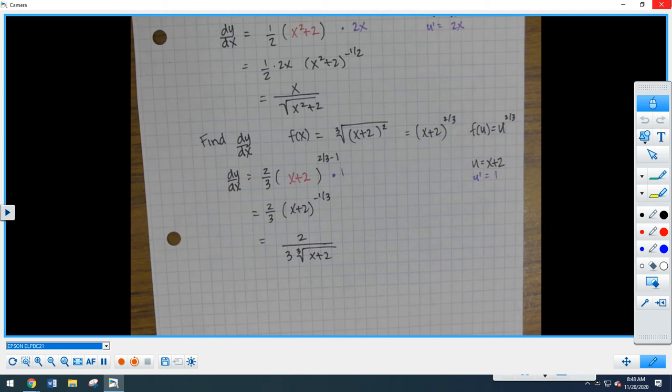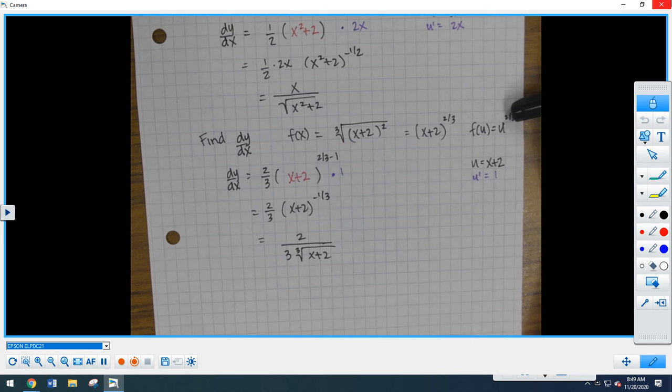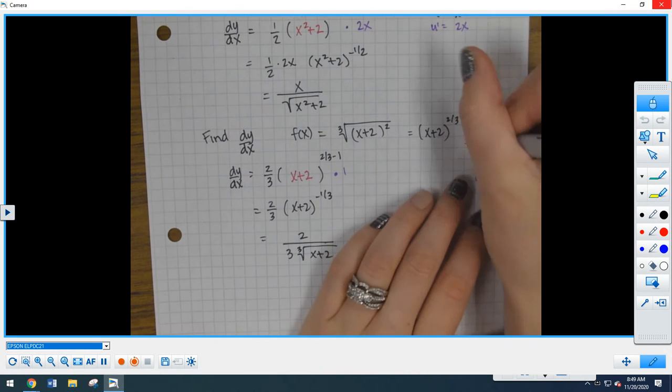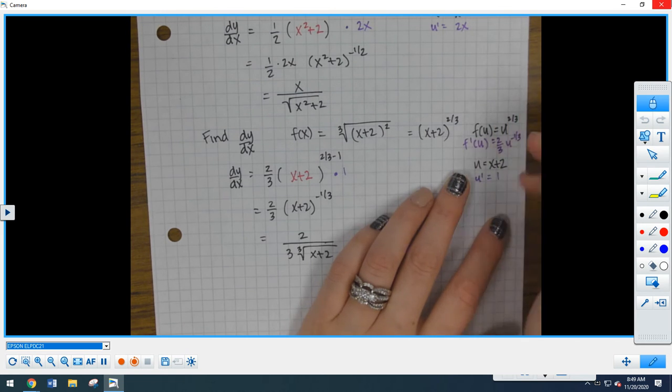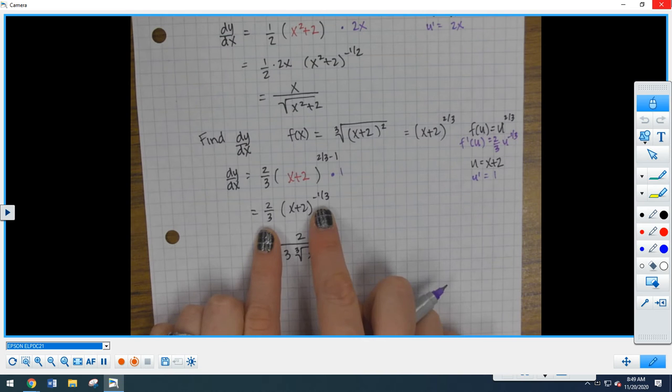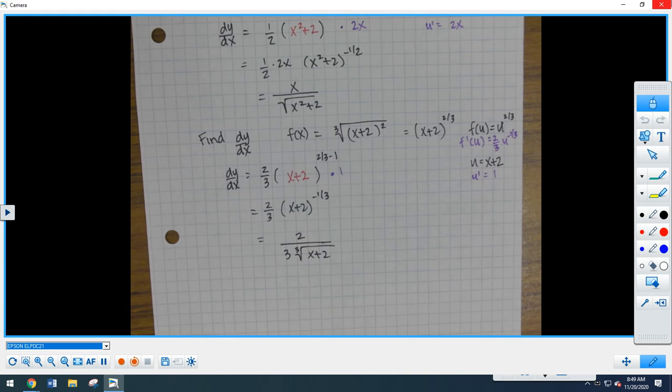So what we did here, we identified the outside function. In order to identify the outside function, we did have to do a little bit of rewriting. That's okay. So we did a little bit of rewriting, and then we figured out what u was. We took the derivative of the outside function, which was 2/3 u to the negative 1/3, which is where this comes from, 2/3, and then to the negative 1/3. We kept the inside the same. That x plus 2 went in for u. And then we multiplied by the derivative of the inside, and then we rewrote it.